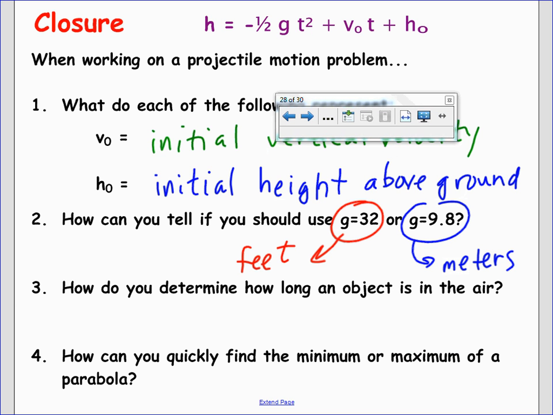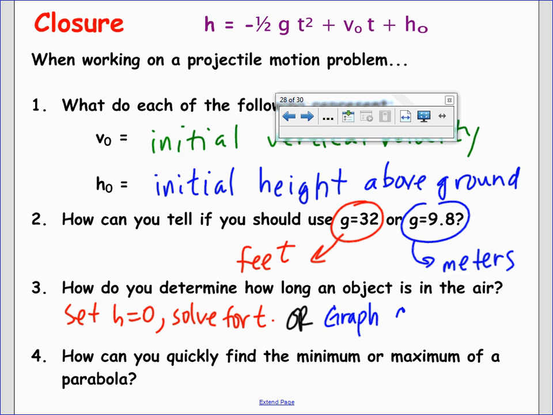How do we determine how long an object is in the air? 2 different ways, right? One, algebraically, we set H equal to 0 and then solve for T. Or graphically, we graph, second trace is the calculate menu, 0, and find the x-intercept graphically. So we could graph it and then find the x-intercept graphically by doing second calculate 0, the second option.